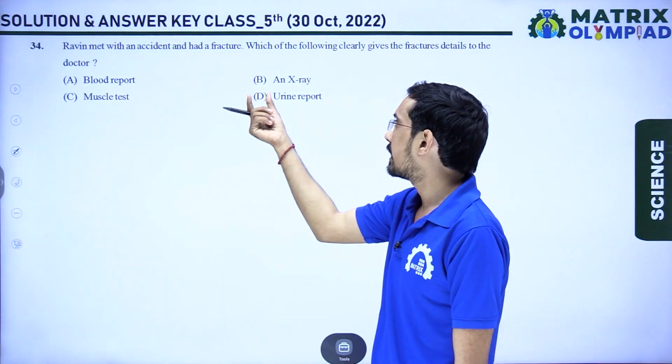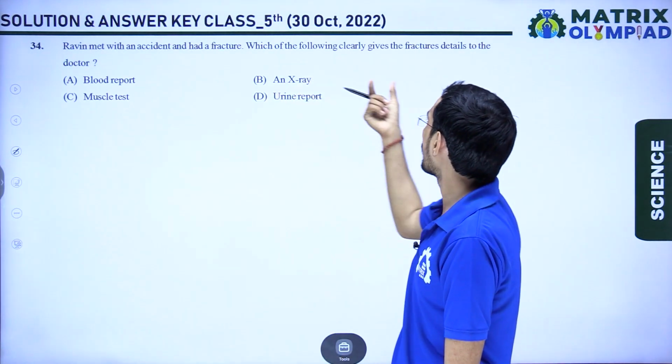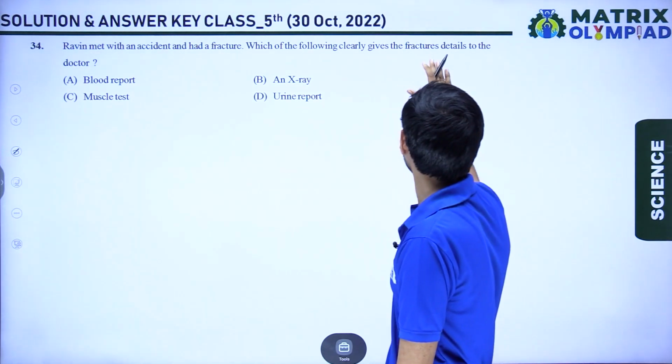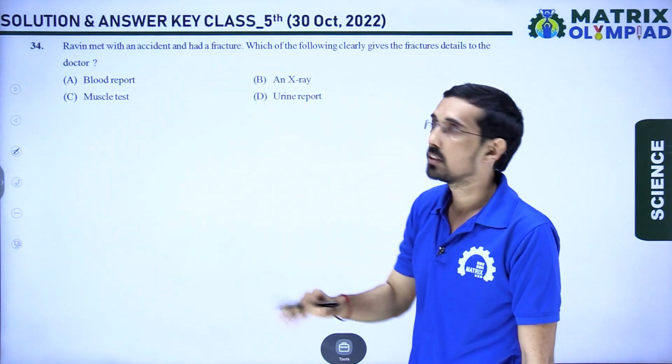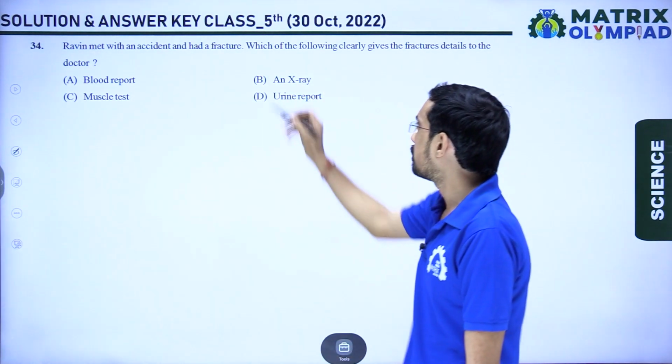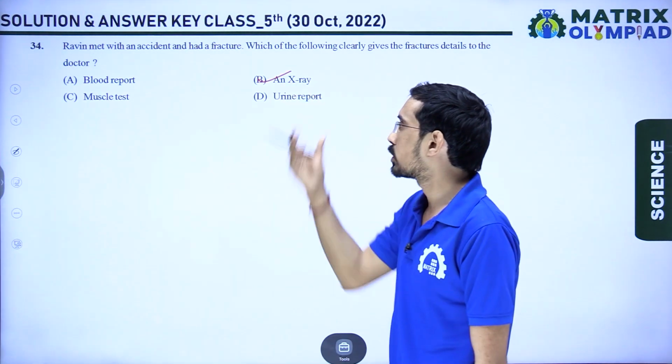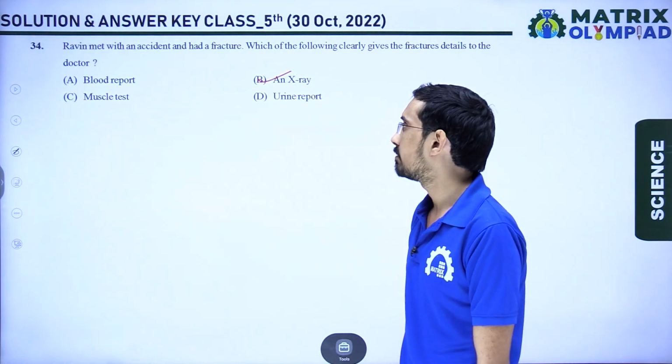Raveen met with an accident and had a fracture. Which of the following clearly gives the fracture details to the doctor? Our most appropriate option is B. X-ray will give the most appropriate report of the fracture.